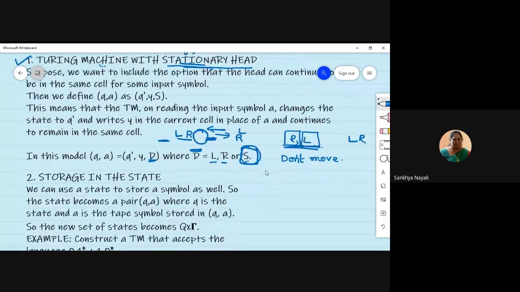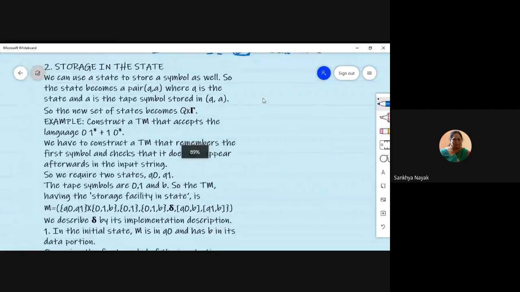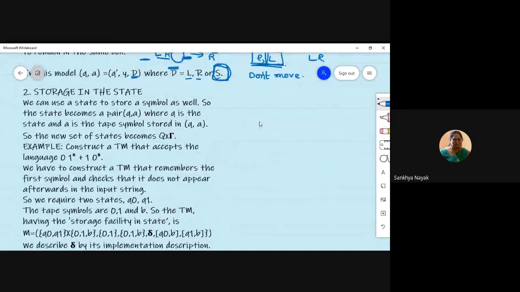Next, let us move on to storage and state. So far, the states you have seen are Q0, Q1, Q2 like this, right? If you remember the first module on Mealy machine and Moore machine, we had written remembering the state, meaning remembering what we have seen. So if you come across a problem where you have to store the symbol as well along with the state, of course we can do it.